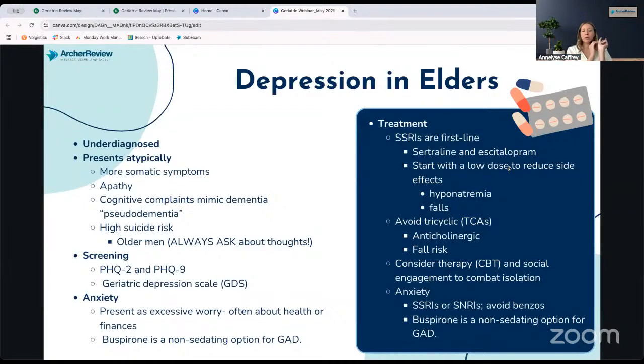You want to make sure you start with a super low dose and that you're educating that it does take like 8 weeks for full effects. So they may not feel different for the first little bit. And we need to be following up. We need to be watching for suicidal ideation.